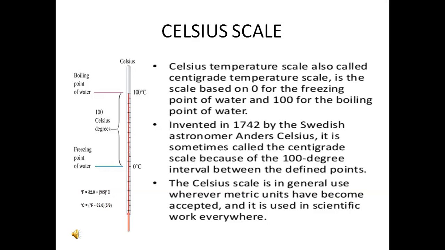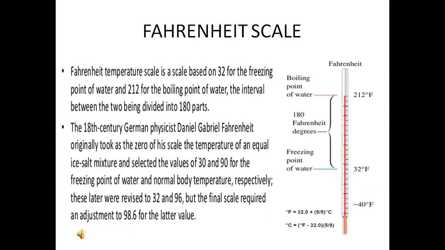Already we know the 0 degree Celsius and boiling point of water 100 degrees Celsius. In Greek, centium means 100 and gradus means steps. Both words make it centigrade and later Celsius. Next, Fahrenheit scale. Fahrenheit temperature scale is a scale based on 32 for the freezing point of water and 212 for the boiling point of water. The interval between the two being divided into 180 parts.